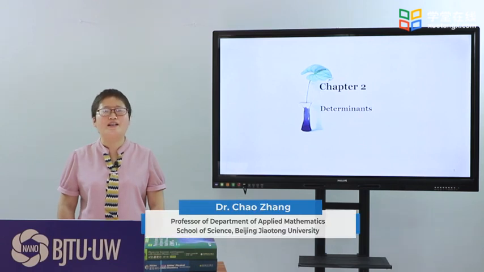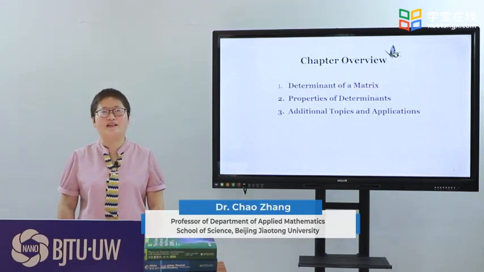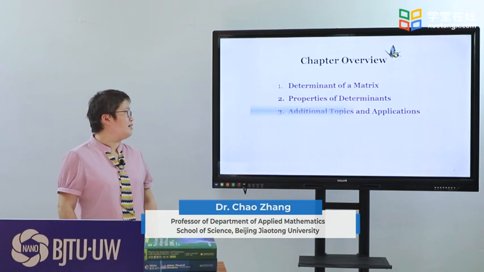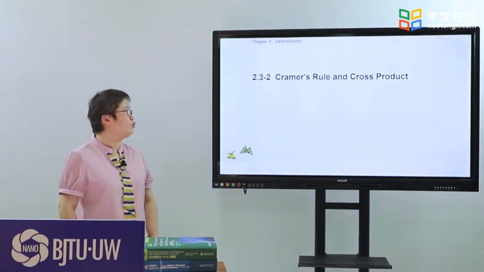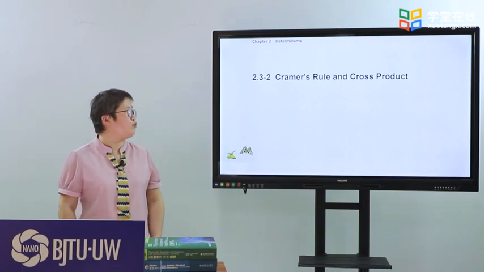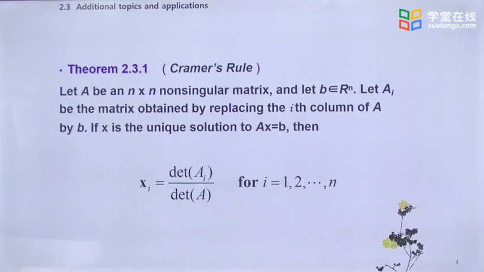Now we continue to learn Chapter 2, Determinants. Section 3, Additional Topics and Applications. Part 2, Cramer's Rule and Cross Product.